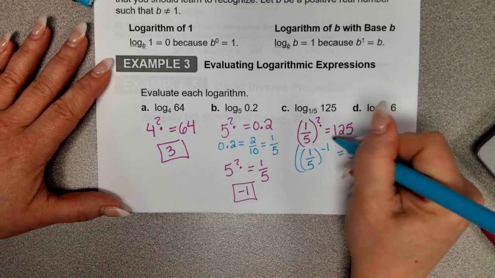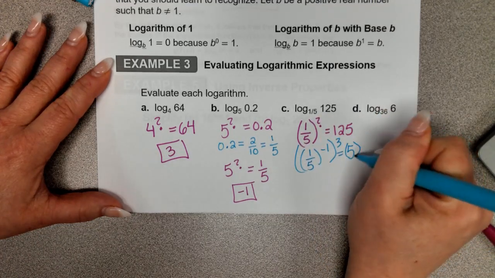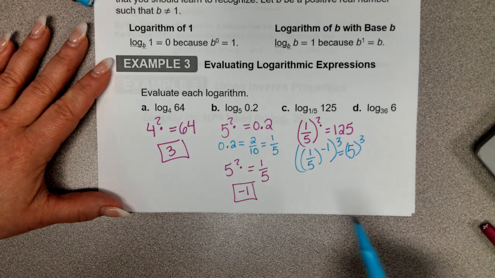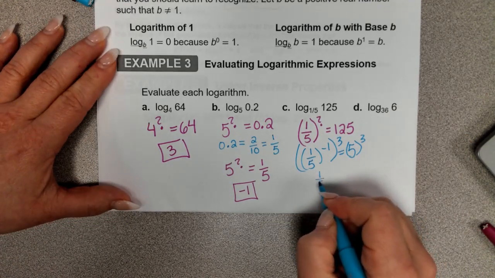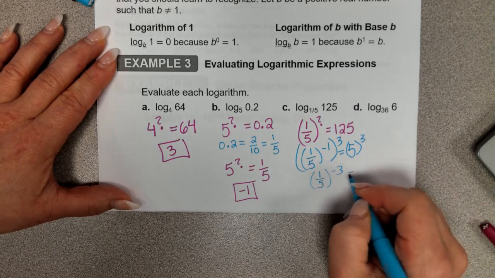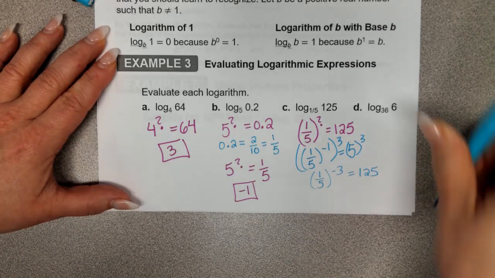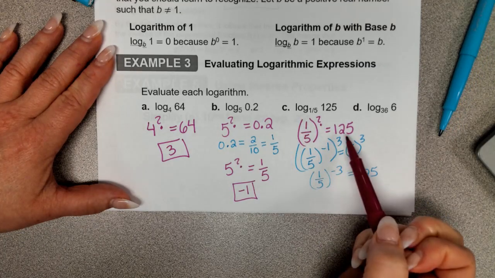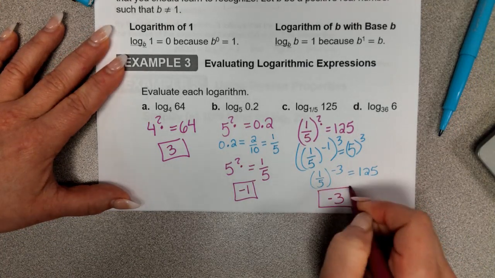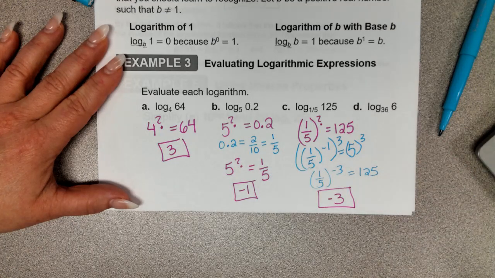So I would have to take all of this to the power of 3, right? So that would actually be 1/5 to the power of -3, power to a power rule, would equal 125. So 1/5 to what power gives us 125? That power is -3. See if you can do the last one on your own.